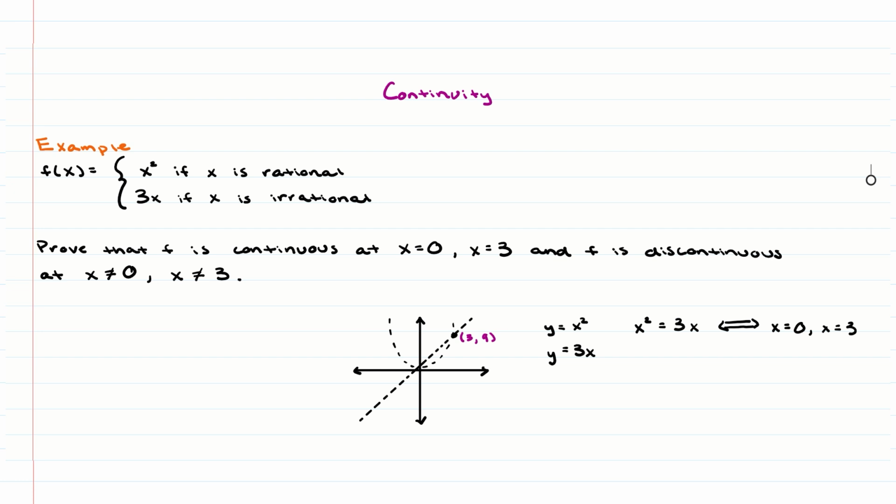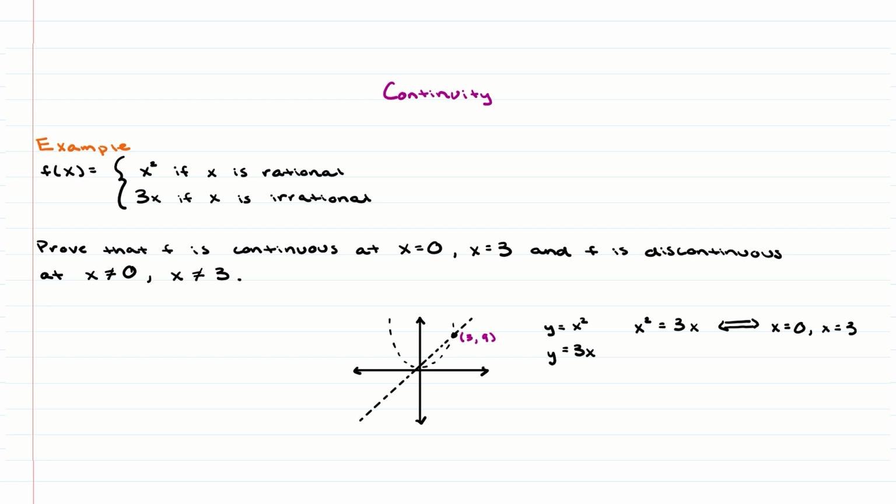In this tutorial, we're actually going to be proving the second part of our condition, which is that f is discontinuous at x does not equal 0 or x does not equal 3. I will put a link somewhere in here to the other tutorial where I go over how to prove that f is continuous at x equals 0 or x equals 3.